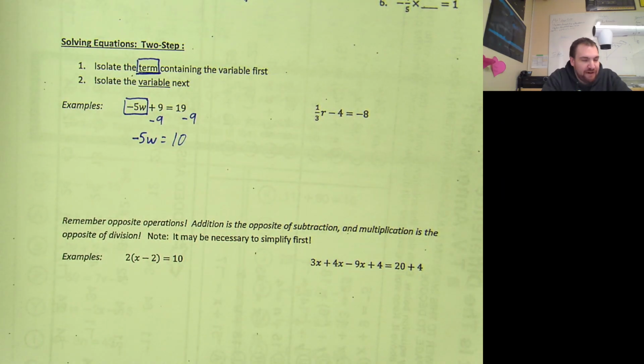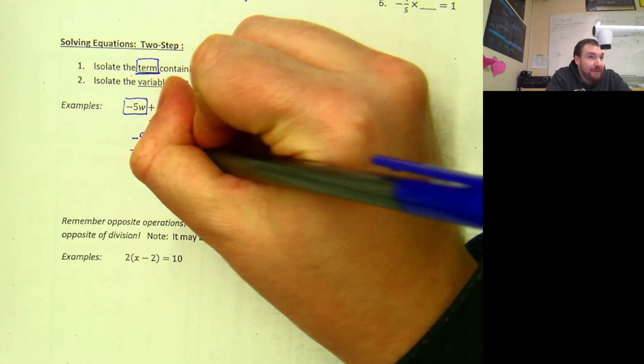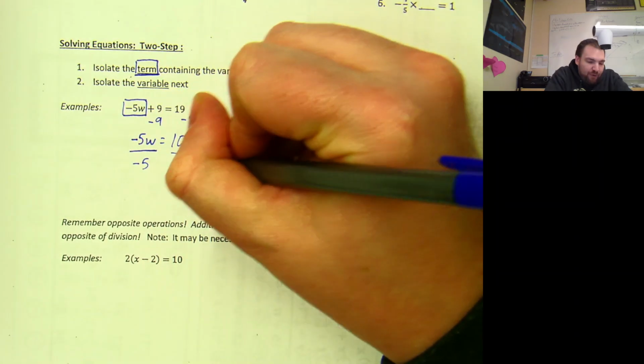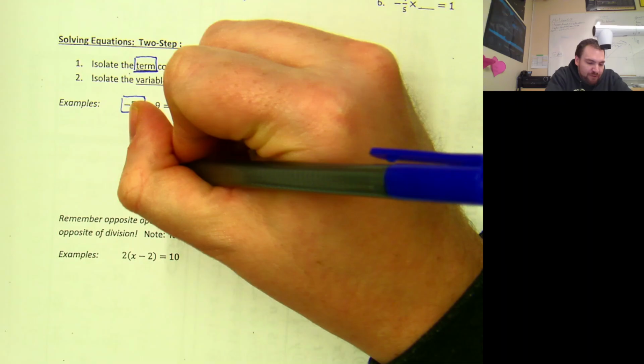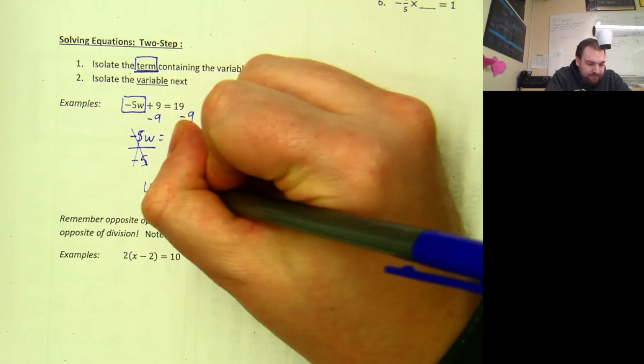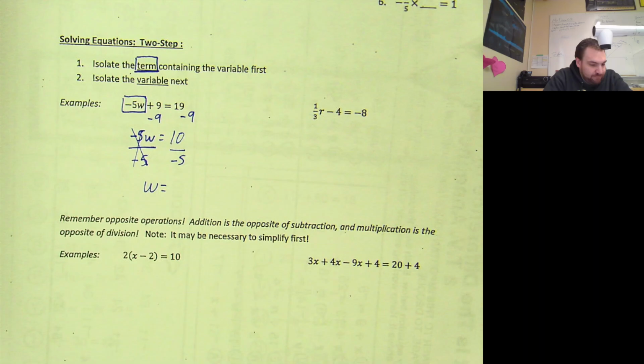Now we want to isolate the variable next. To get w by itself, what must I do? Yes. Because I'm multiplying by negative 5, I want to undo that. So to do that, we're going to divide by negative 5 on both sides. Very good. Leaving me with w equals what? Yes, Kellen. Love it.